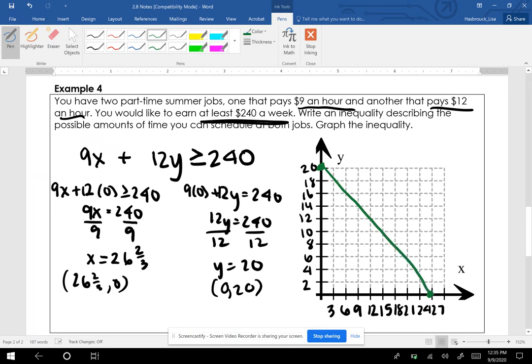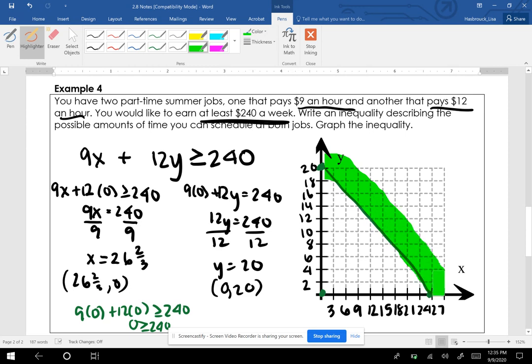And then we have to figure out where to shade. Let's go ahead and use that test point (0, 0). So 9 times 0 plus 12 times 0, and we're going to see if that's greater than or equal to $240. We get 0 is greater than or equal to 240, which is not true. So what that means, we're going to shade on the opposite side. And we're done.